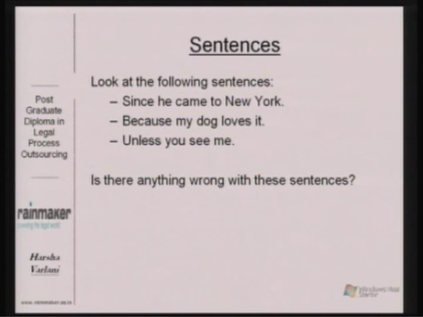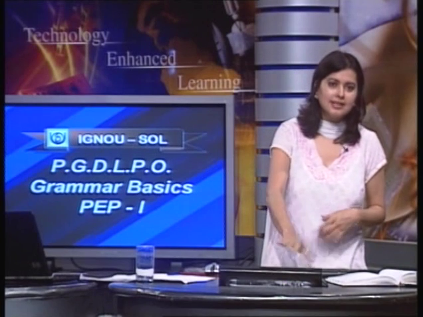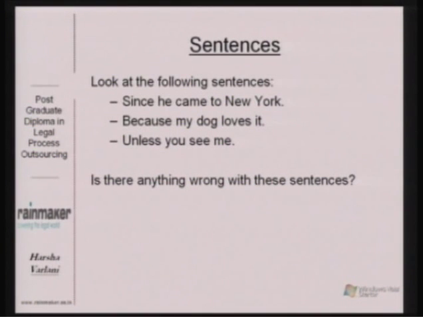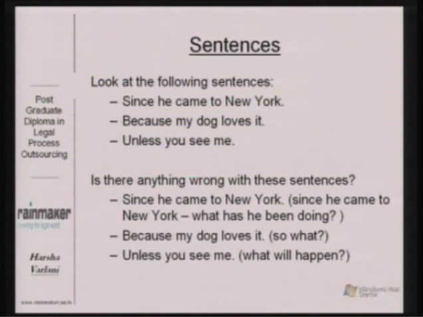Is there anything wrong in these sentences? I am going to keep these sentences on the screen for about 5 seconds. Please look at them. Try and figure out what is wrong with these sentences. Since he came to New York, what? What has he been doing? So what if he came to New York, right? It's vague. Since he came to New York, it leaves a question mark in our minds.